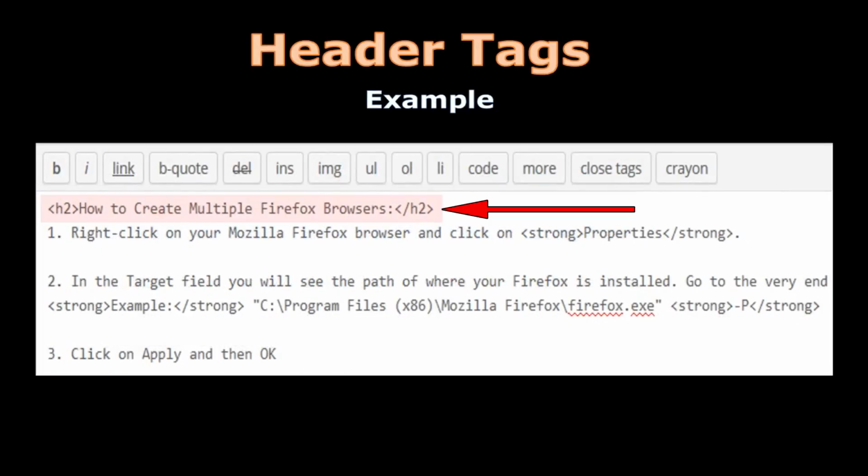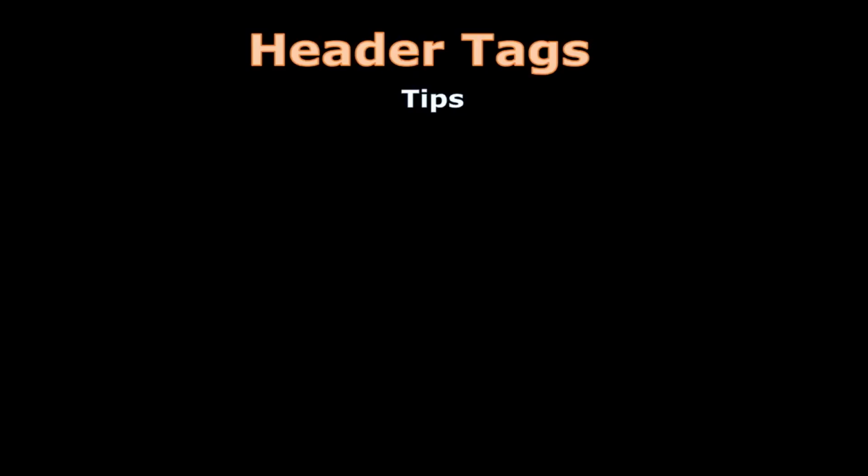Here's another example of the same posts in WordPress but in HTML mode. As you can see, using the drop-down box and selecting heading 2, we will simply tag the selected text as the H2 tag. Here's some tips that you can use when creating header tags.